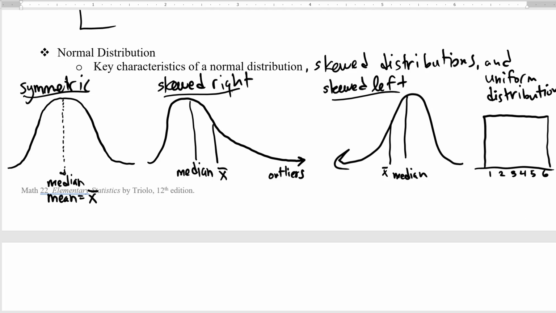Okay, I think I used the word normal, which wouldn't be right there. It'd be a uniform distribution.